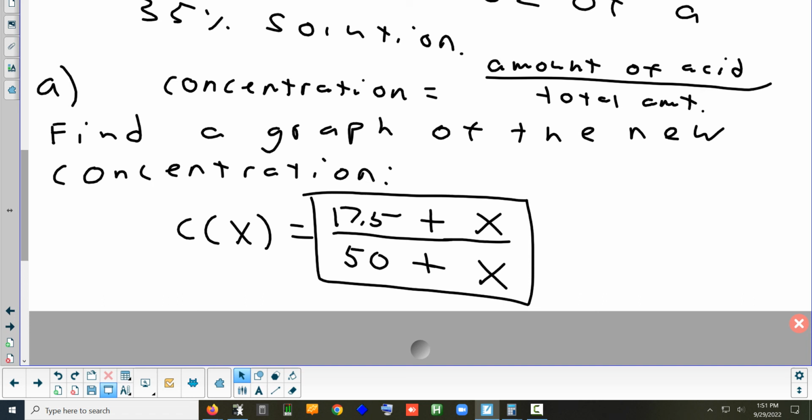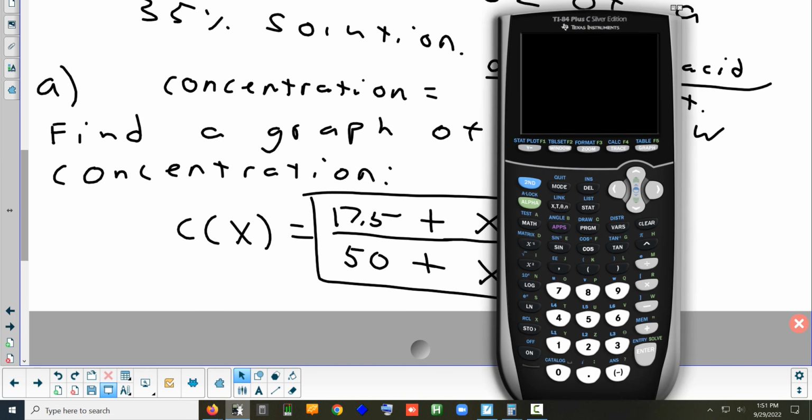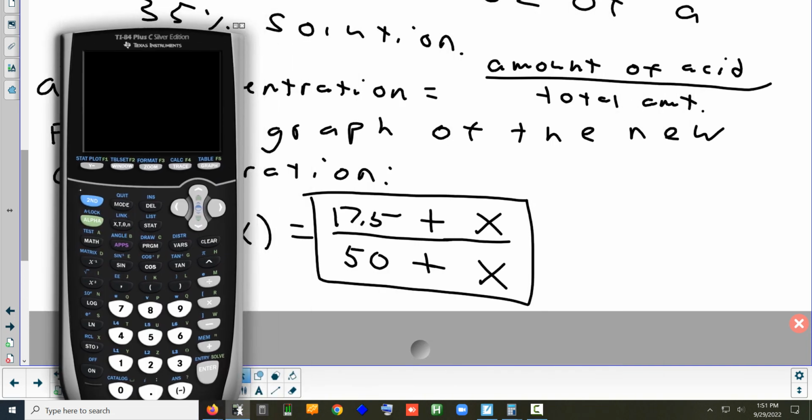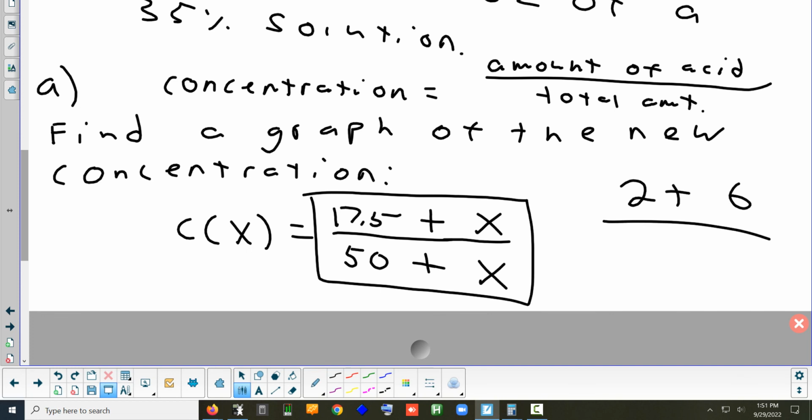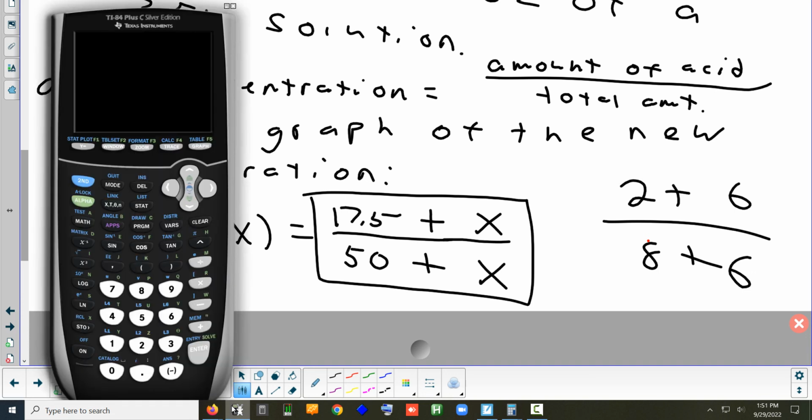Why don't the x's cancel? Because it's addition. If it was multiplication, you could, but they don't cancel with addition. Try an example with just other numbers, like 2 plus 6 over 8 plus 6. You can't say that the answer is 1/4. The answer technically is 8 over 14, which is not 1/4.